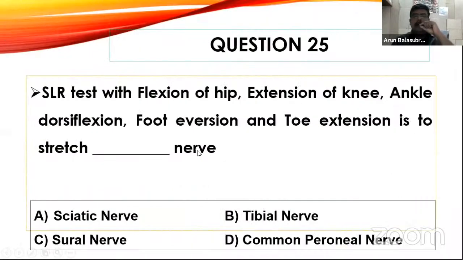Same SLR. Here I'm going to ask which nerve we are going to test. There are a lot of modifications in SLR, right? So, SLR test with flexion of hip, extension of knee, ankle dorsiflexion, foot inversion, toe extension is to stretch which nerve? Sciatic nerve, tibial nerve, sural nerve, or common peroneal nerve?